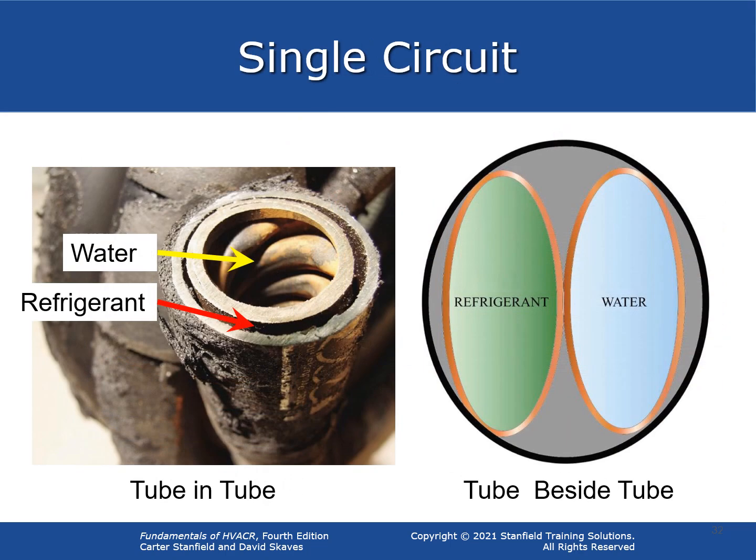Single-circuit double pipe condensers can be constructed using a tube inside a tube or two tubes beside each other wrapped in a protective outer tube. Tube-in-tube is more efficient, but is more likely to allow water in the refrigeration system should a leak develop in the inner tube. Tube beside a tube protects against cross-contamination in the event of a leak because there are two walls between the refrigerant and the water.